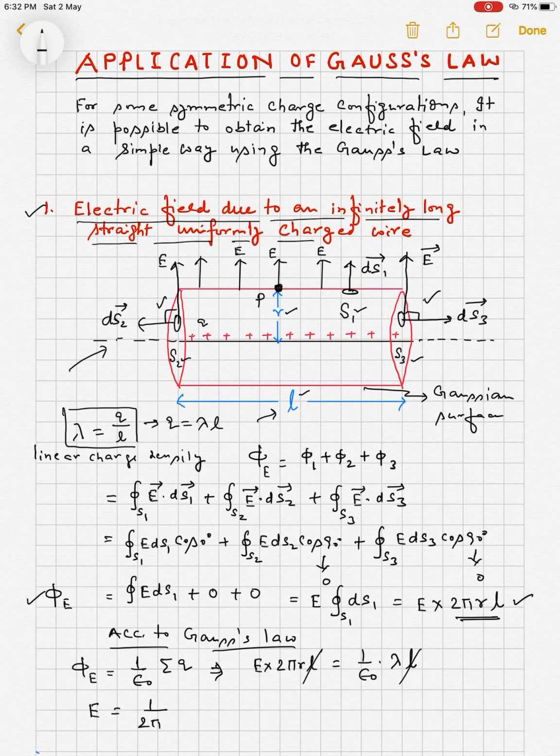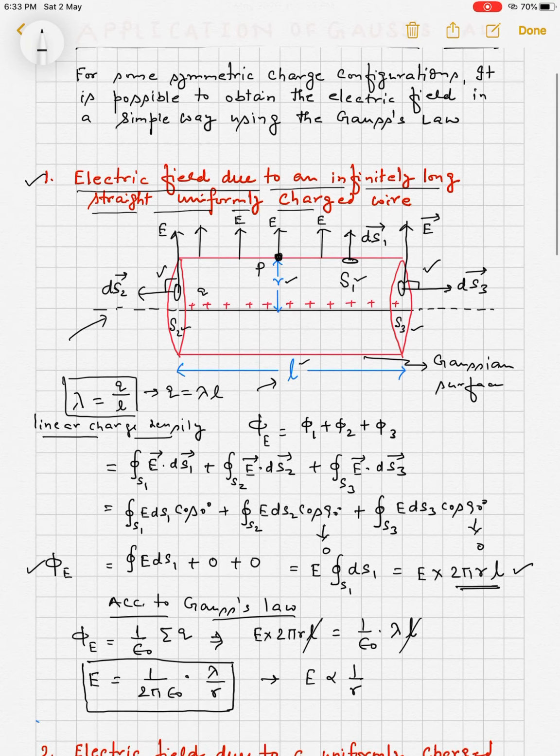So here E is proportional to 1 upon R. In case of a single charge, E is proportional to 1 upon R square. But here, in the case of a charge distributed over an infinitely long wire, it is proportional to 1 upon R. So this is the first application, E equal to 1 upon 2 pi epsilon naught lambda by R, where lambda is linear charge density. Its unit is coulomb per meter.